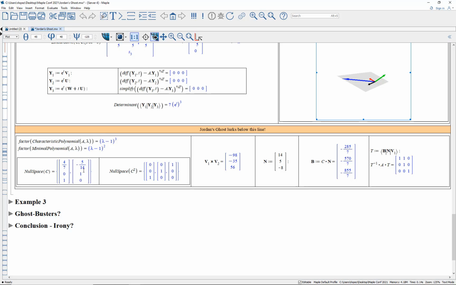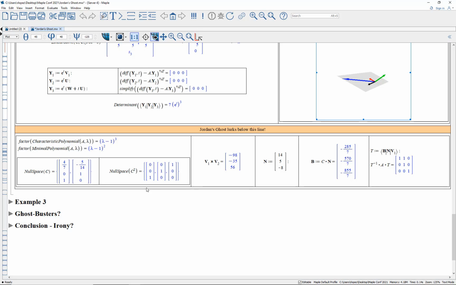So you look at these null spaces, two-dimensional. This null space is three-dimensional, it's the full space. You need a vector in the full space that is not in this null space, the eigenspace one below.